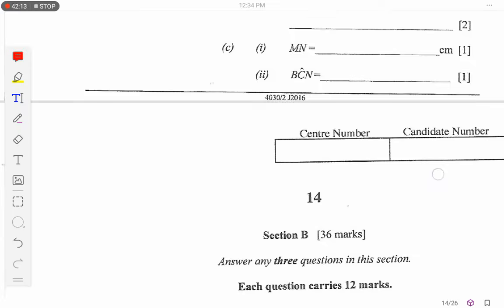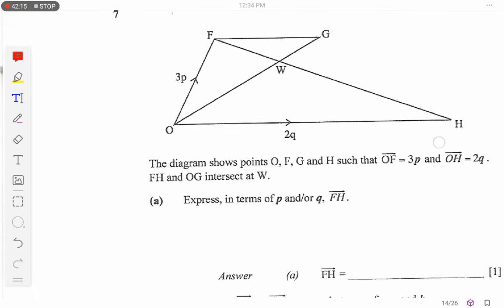Now let's go on to the next question. Okay, so we are now looking at a vector question. For the first part, it's saying, what is the value of FH? I'm not going to read the question, I'm just going to answer. What is the value of FH? If you look, FH is this one, and the direction is F to H, the way they have drawn there, F to H.